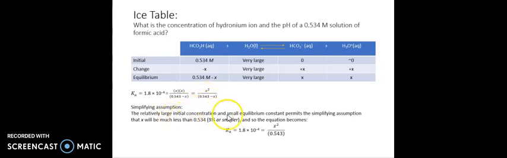The relatively large initial concentration and the small equilibrium constant allows me to use this simplifying assumption that X will be much less than 0.534. So if I do that, then I just ignore this minus X term, and I can rewrite this as 1.8 times 10 to the minus 4 equals X squared over 0.534. So now that's a much easier equation to solve. I can solve this equation.